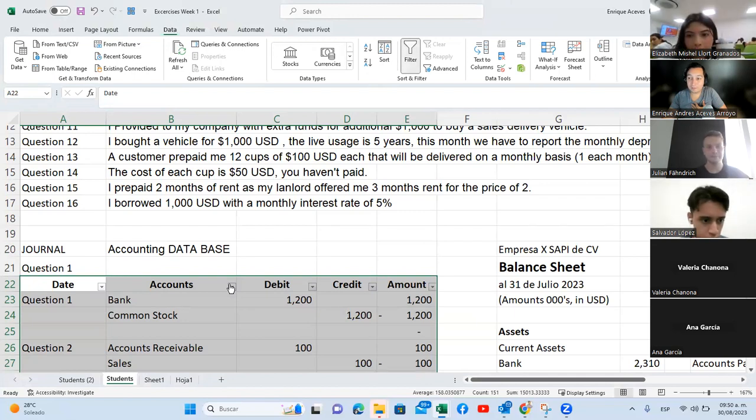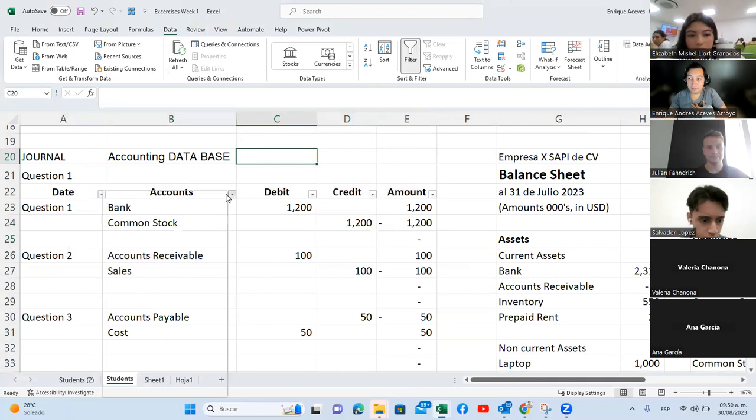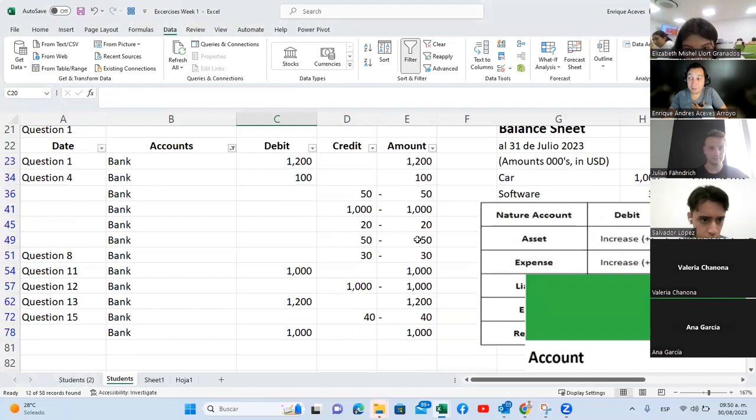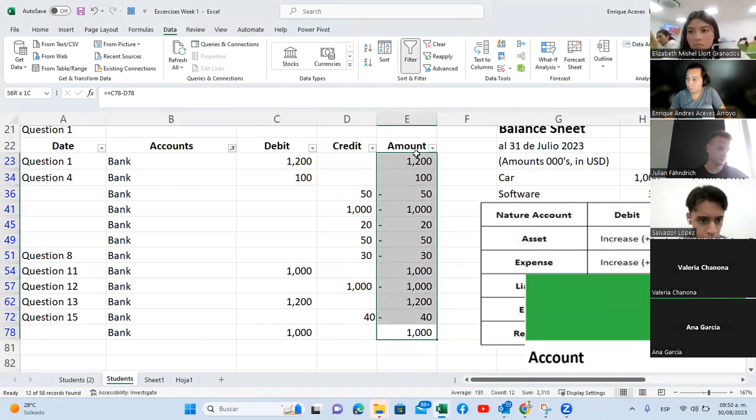Filter data. Now that you have the filters, filter bank. And now you can compare. These are all the registers that you should have in your bank account. Compare them. Solo son 12 registros. If you don't have one register that I have, there's something wrong in your accounting system.